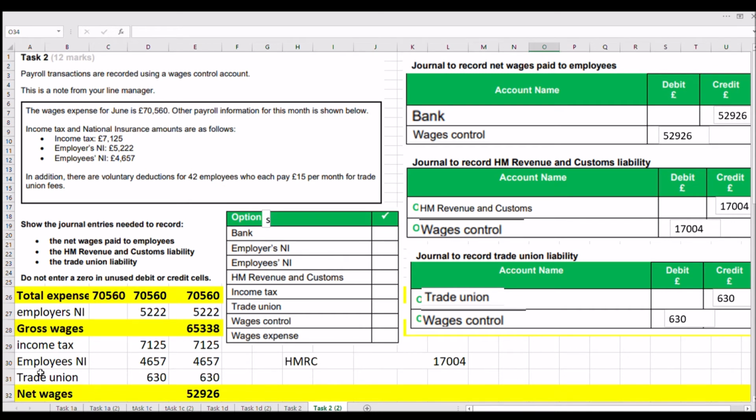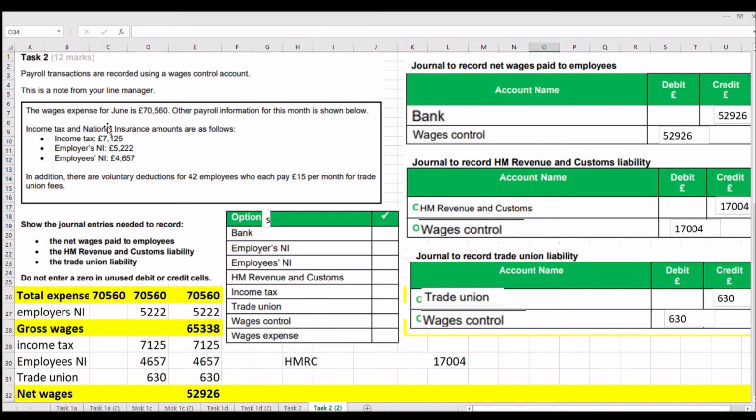So step one is to create a table here. In this table, you're going to put total expenses first of all, a little bit further down, gross wages, and then net wages. So you're going to create these three lines. That's the first part of creating this table. You'll be given one of the total expenses, the gross wages, or the net wages. You'll only be given one of those.